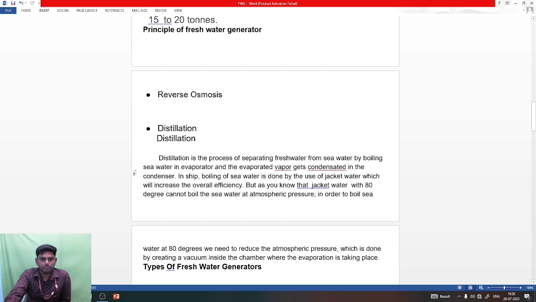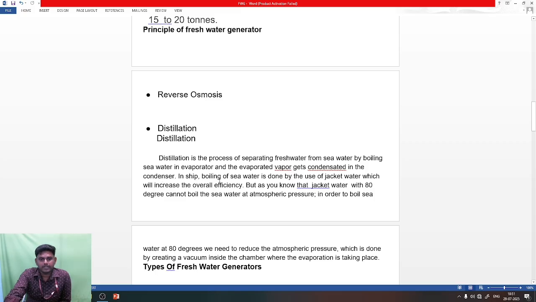Now we will see distillation. Distillation is the process of separating freshwater from seawater by boiling the seawater in an evaporator, and the evaporated vapor is condensed in the condenser. In distillation there are two heat exchangers: the evaporator and the condenser. The evaporator is to get the steam, and the condenser is to cool it back to water.